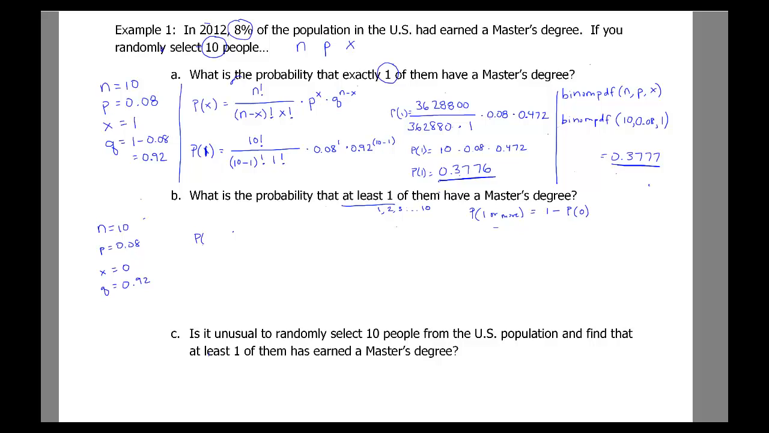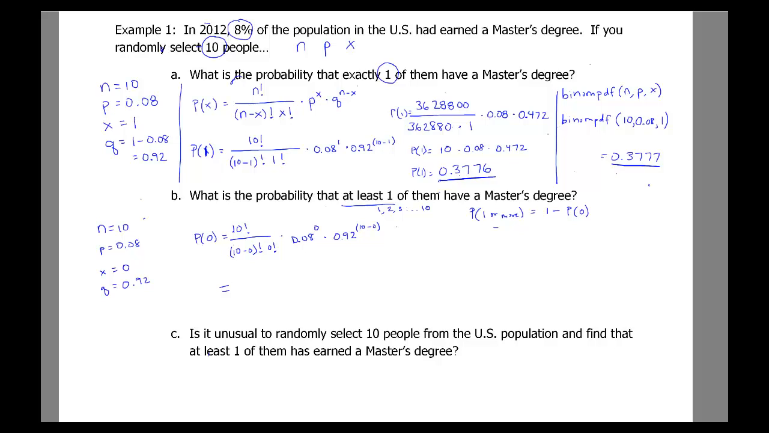So the probability of 0 is going to be 10 factorial divided by 10 minus 0 factorial times 0 factorial. And P is 0.08. X is 0. 0.92 to the 10 minus 0.